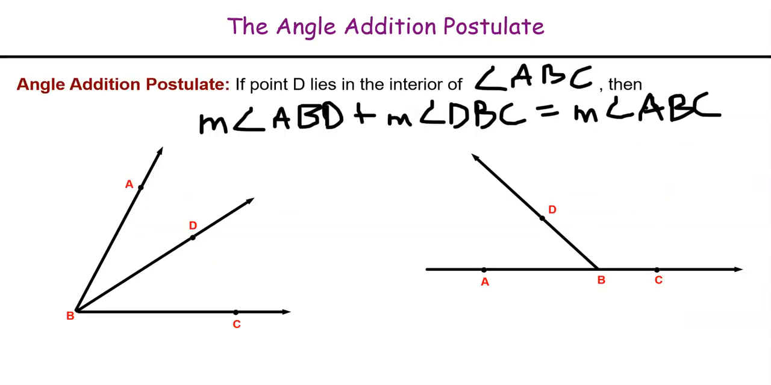The angle addition postulate, the same as the segment addition postulate. If point D lies in the interior of angle ABC, then the measure of angle ABD plus the measure of angle DBC is the measure of angle ABC. Basically, if we have adjacent angles, we can add their measurements together to create the larger angle that they create. Go ahead, pause the video, copy this down, and then one more slide.